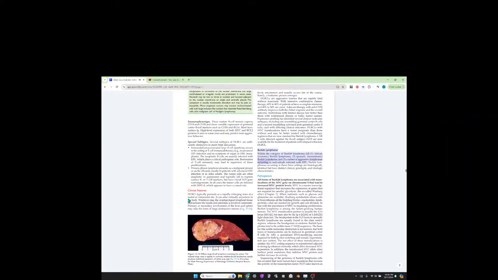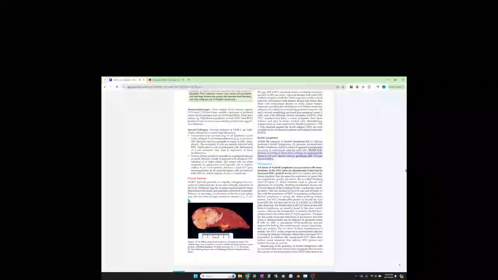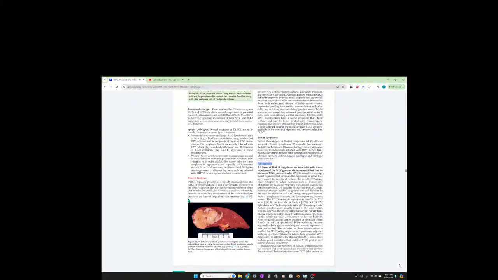Burkitt lymphoma: within the category of Burkitt lymphoma fall African Burkitt lymphoma, sporadic Burkitt lymphoma, and a subset of aggressive lymphomas occurring in individuals infected with HIV. Burkitt lymphomas occurring in these three settings are histologically identical but have distinct clinical, genotypic, and virologic characteristics.